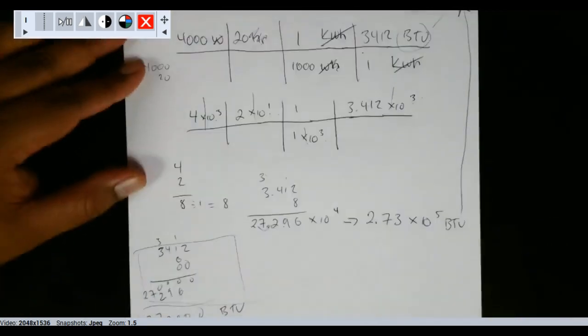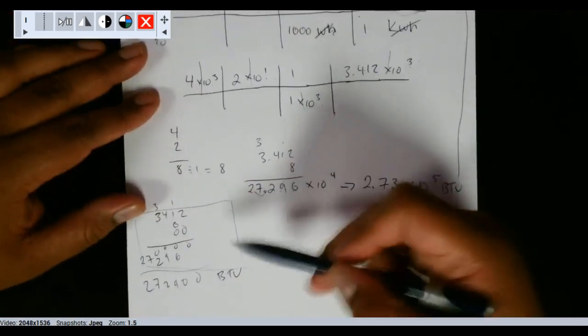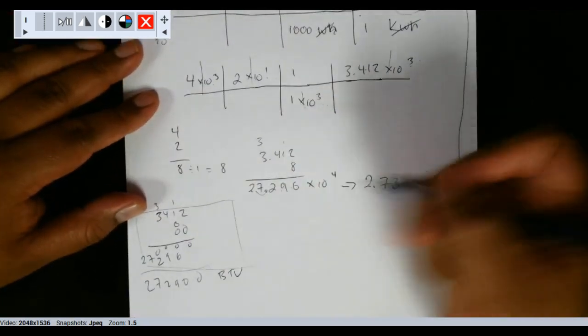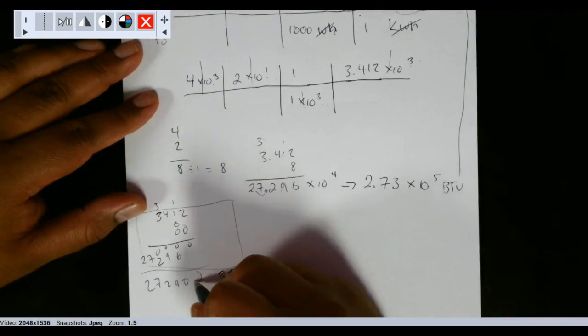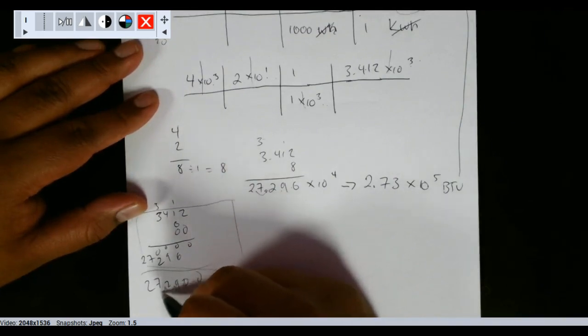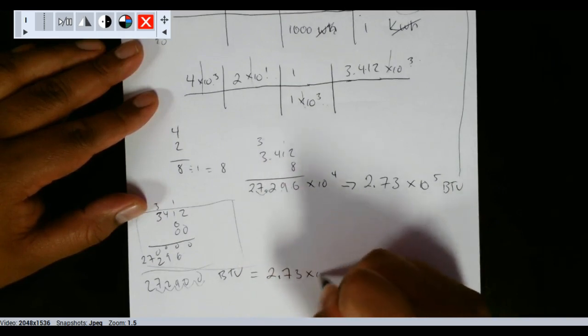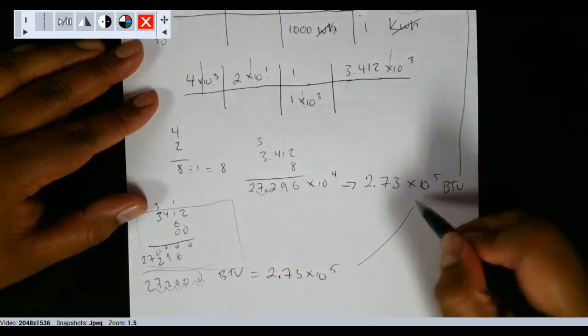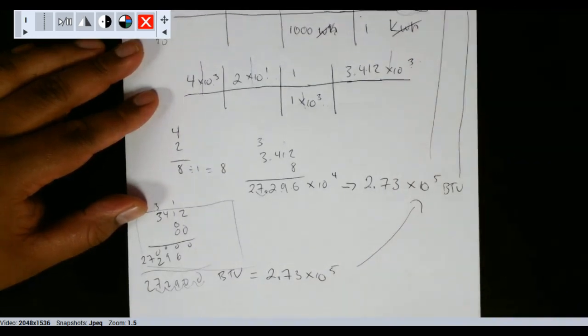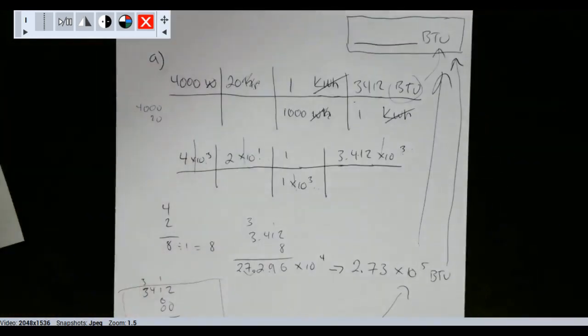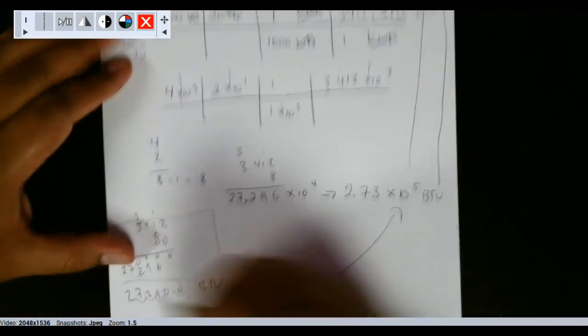BTUs. Oops, sorry. Let's do it all off screen. BTUs, like that. I want to change it to scientific notation. 1, 2, 3, 4, 5, and boom. 2.73 times 10 to the 5th. Same as that one. Math works out well. Boom. Done. All right. What about problem B?